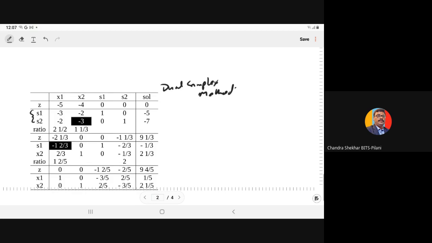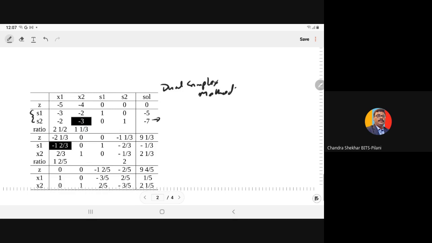Here S1 and S2 are the basic variables. So on applying the feasibility condition, first we decide which one is the leaving variable. Here, due to the -7, it is the leaving variable. Then we have to decide which one is the entering variable. For that, we take the ratio.